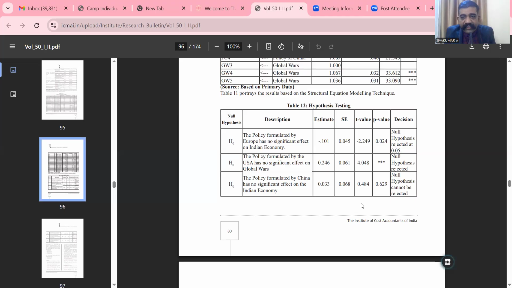The next question is from where you should get the estimate, SC, T values, and P values. That is the main question. Then I must share my AMOS output with you, related to the structural regression modeling, so that you can understand the different estimate values, SC values, T values, P values, and the decision, acceptance or rejection of the null hypothesis. Okay, stop share.